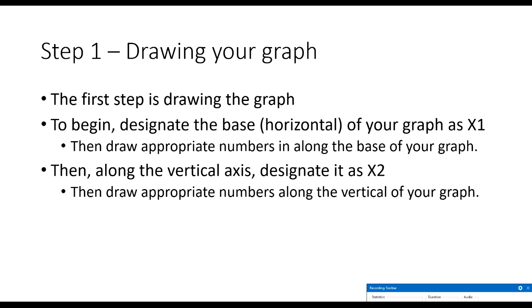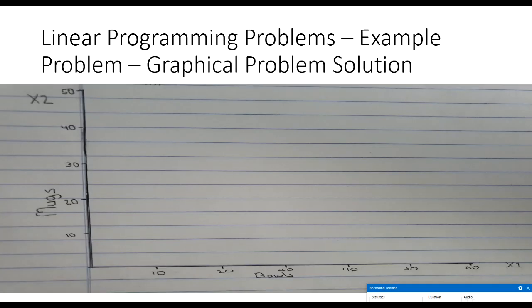The first step to solve visually is drawing a graph. The graph is always drawn the same. The only key point is you have to highlight the horizontal as x1 or your x1 variable and highlight the vertical axis as x2 or your x2 variable. I've done that here. We see that x1 is right here, and that's the number of bowls to produce. x2 is right here, and that is the number of mugs to produce.